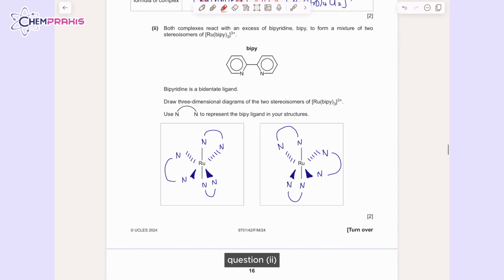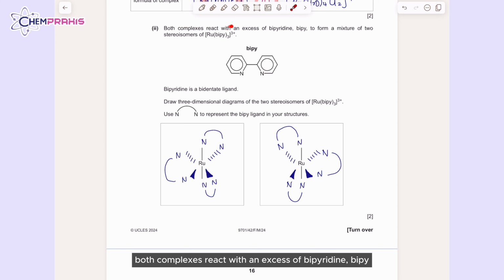Question Roman 2. Both complexes react with an excess of bipyridine, bipy, to form a mixture of 2 stereoisomers. Bipyridine is a bidentate ligand. Draw 3D diagrams of the 2 stereoisomers and use these to represent the ligands in your structure. So usually for bidentate ligands, we can have optical isomerism. So you can see that this bidentate ligand, you can flip the image to form the mirror image. Same goes for this and this.